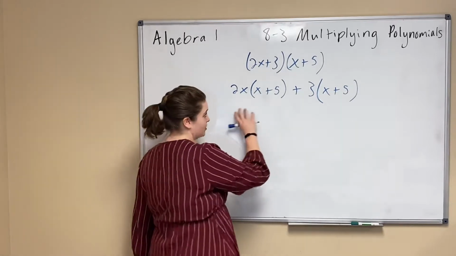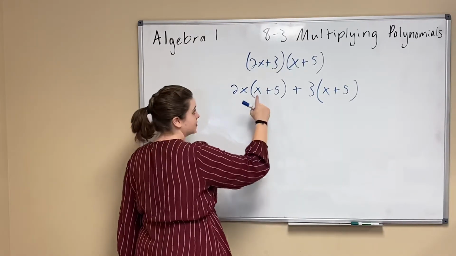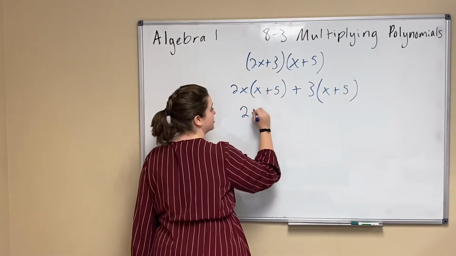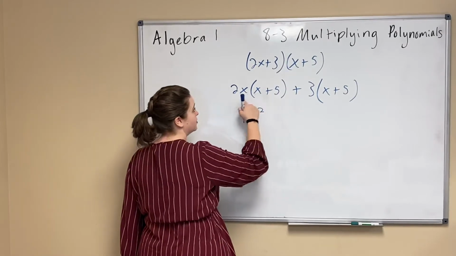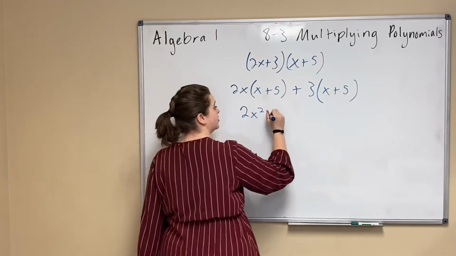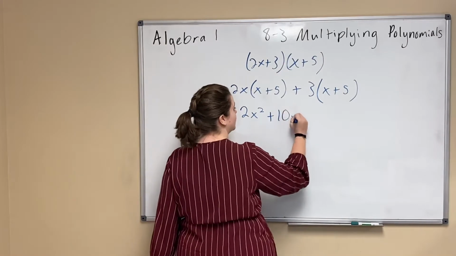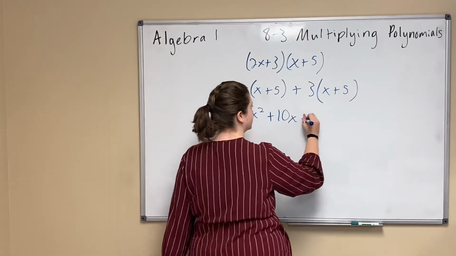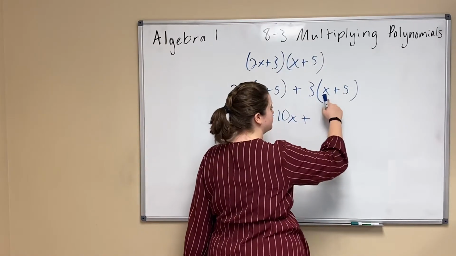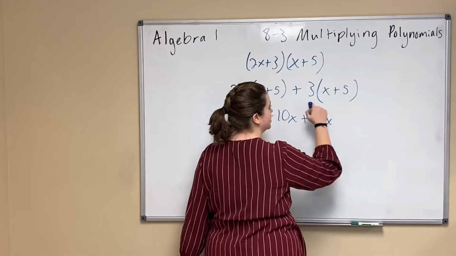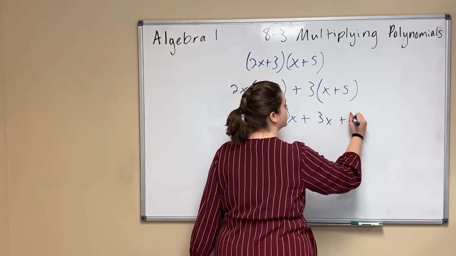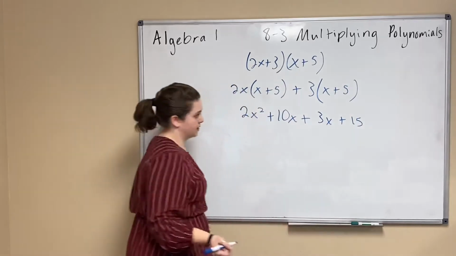So now that we've got it rewritten and split up, we're going to do 2x times x, which is going to give us 2x squared, 2x times 5, which is going to give us 10x, plus 3x, 3 times x, which will give us 3x, and 3 times 5, which will give us 15.